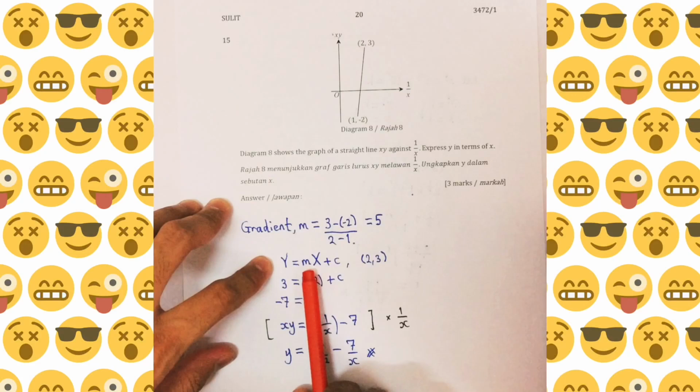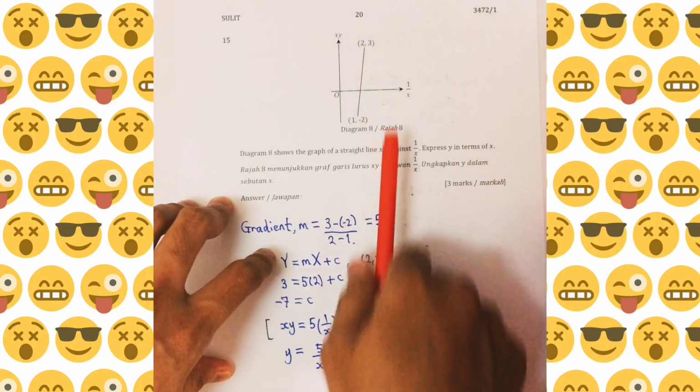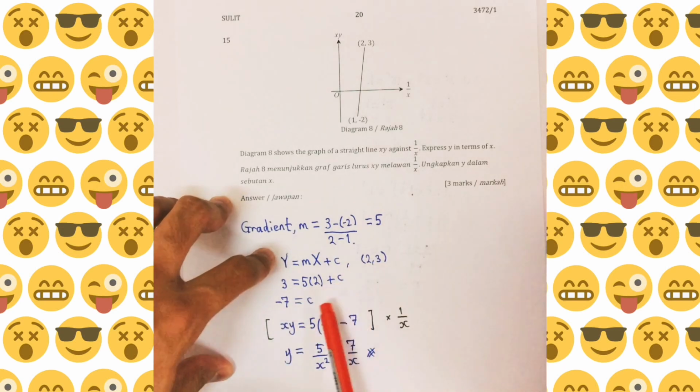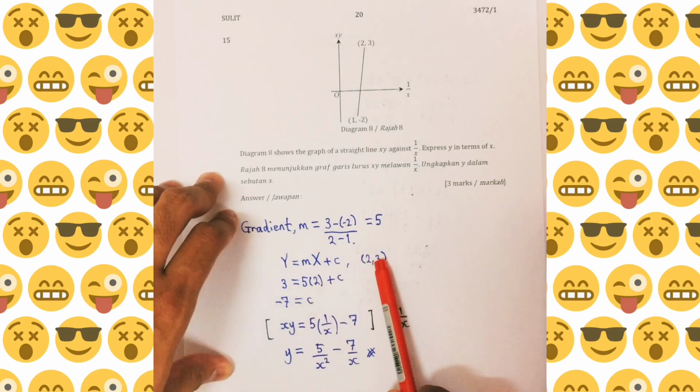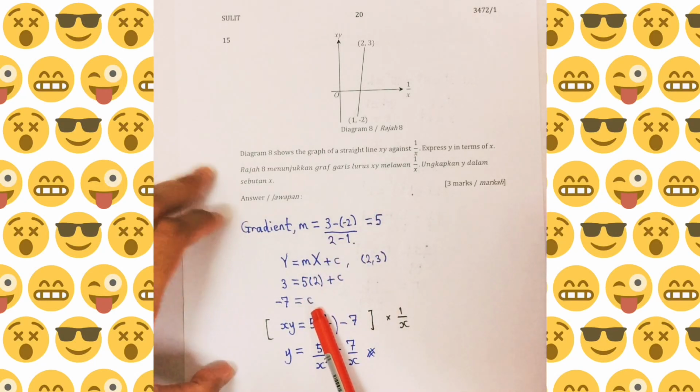Using capital Y equals to m capital X plus C, and using one of the points, I'm using 2, 3. You can use 1, negative 2 if you want. I'm going to find the C, the y-intercept. So I substitute y equals to 3, the x will be 2 and the m will be 5. So I get my C, which is negative 7.